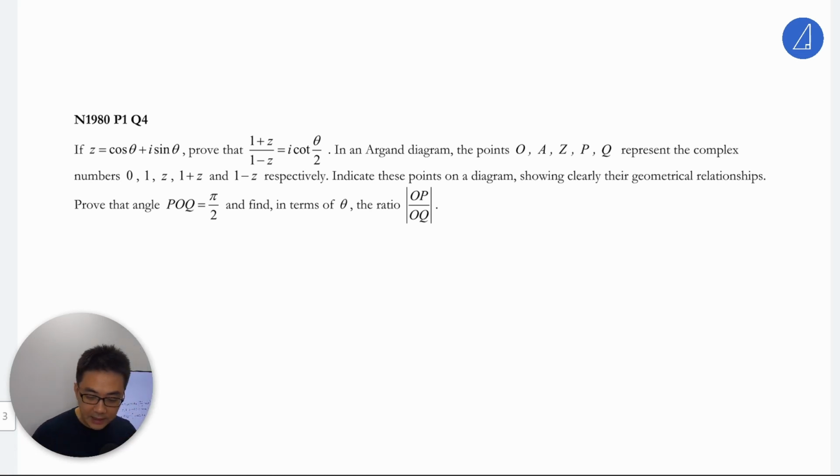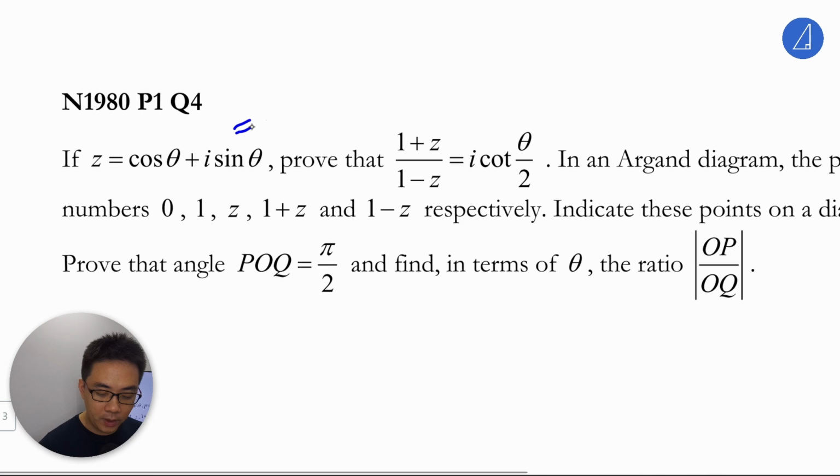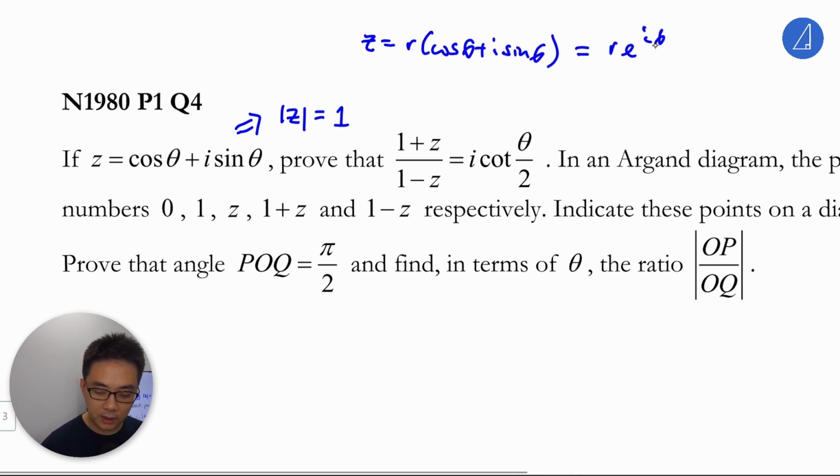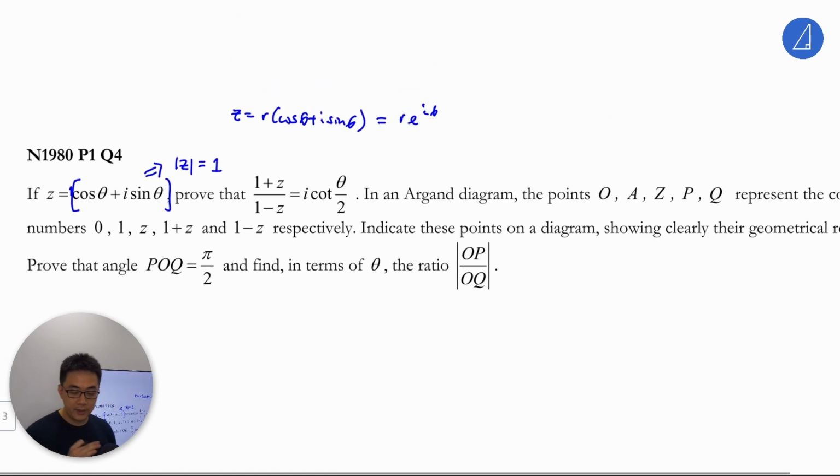So the first thing is z is cosine theta plus i sine theta. So same thing. What is mod z? Mod z is equal to 1, right? Because z is equal to r(cosine theta plus i sine theta), or equal to re^(i theta). So if it is just this one, it means the r is 1. The modulus of r is 1. That is the first thing. The modulus of z is 1.